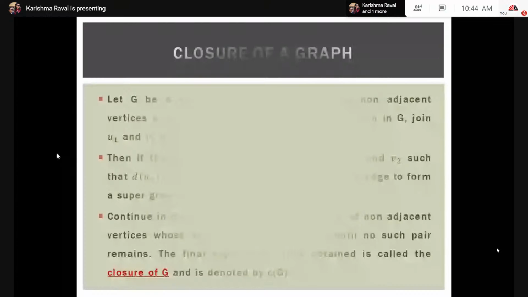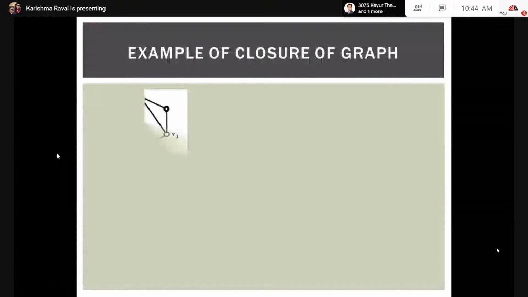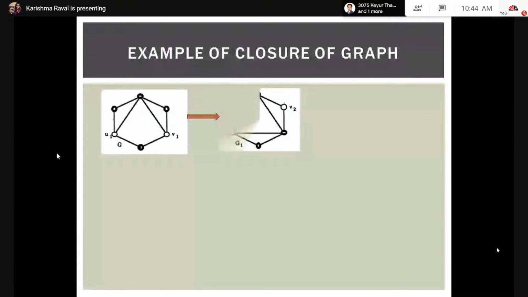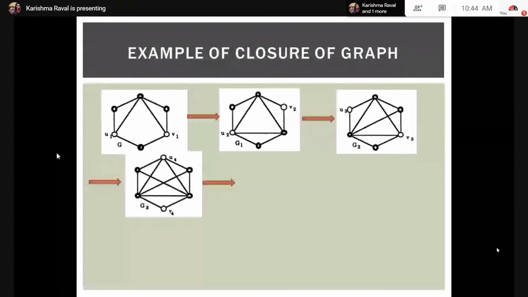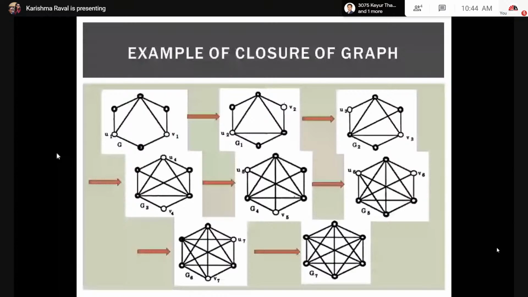Example of a closure graph. This is the very first graph, in which we can see u1 and v1 are not adjacent. As they are non-adjacent, and their degrees are 3, if we add both the degrees, 3 plus 3 gives us 6, which is greater than or equal to the total number of vertices, and we get a new graph. This G1 is a supergraph. You can observe U2 and V2, and continuing this, the last graph, G7, is a complete graph. After this graph, we cannot have any non-adjacent vertices, and this forms the closure of the graph G.